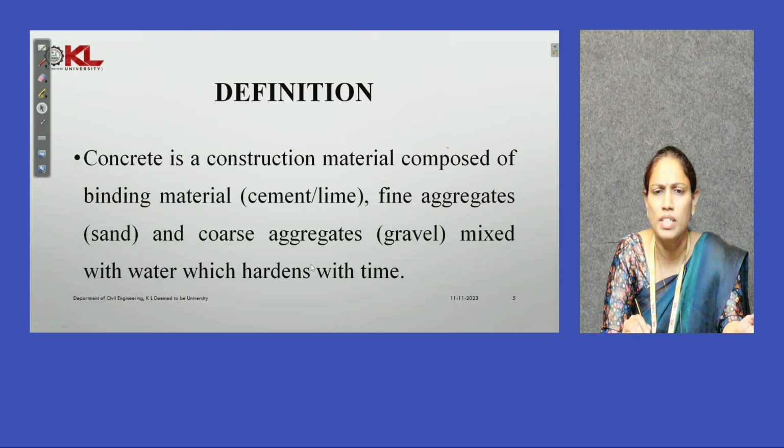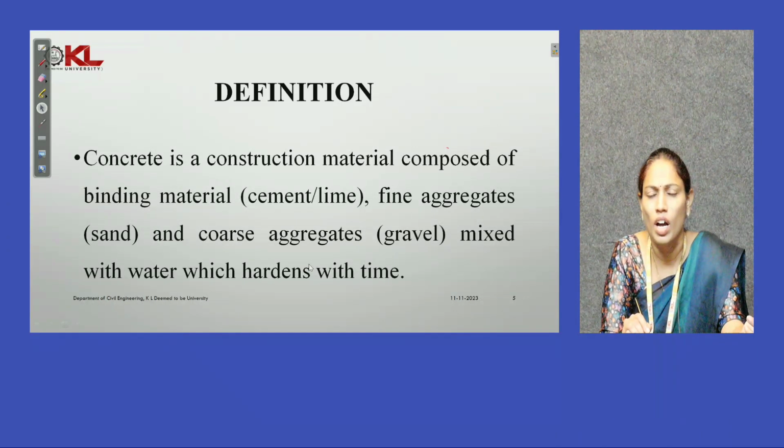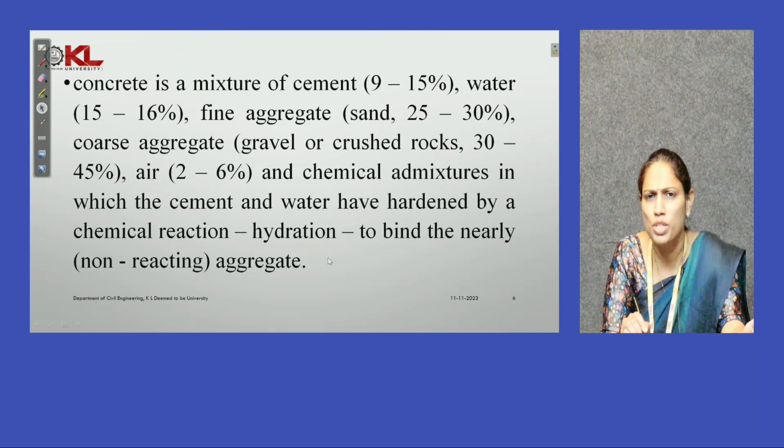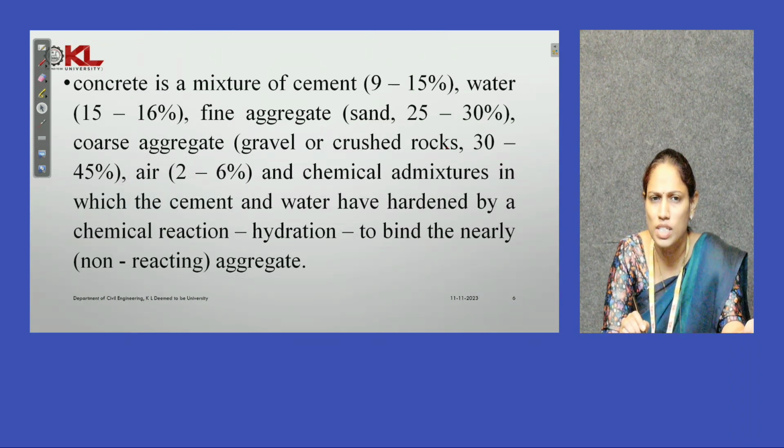Concrete is the basic material for construction, where we construct huge massive buildings, bridges or tunnels. For vast construction purposes we use concrete, which gives higher strength to the buildings. Concrete is a mixture of cement 9 to 15%, water 15 to 16%, fine aggregate 5 to 30%, coarse aggregate 30 to 45%, and air 2 to 6%.